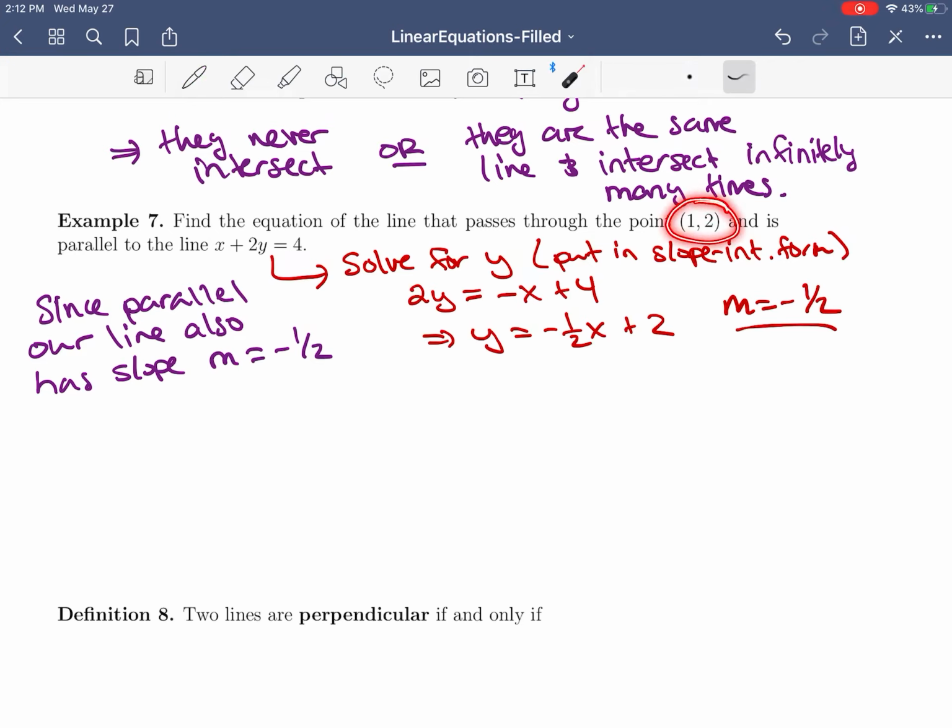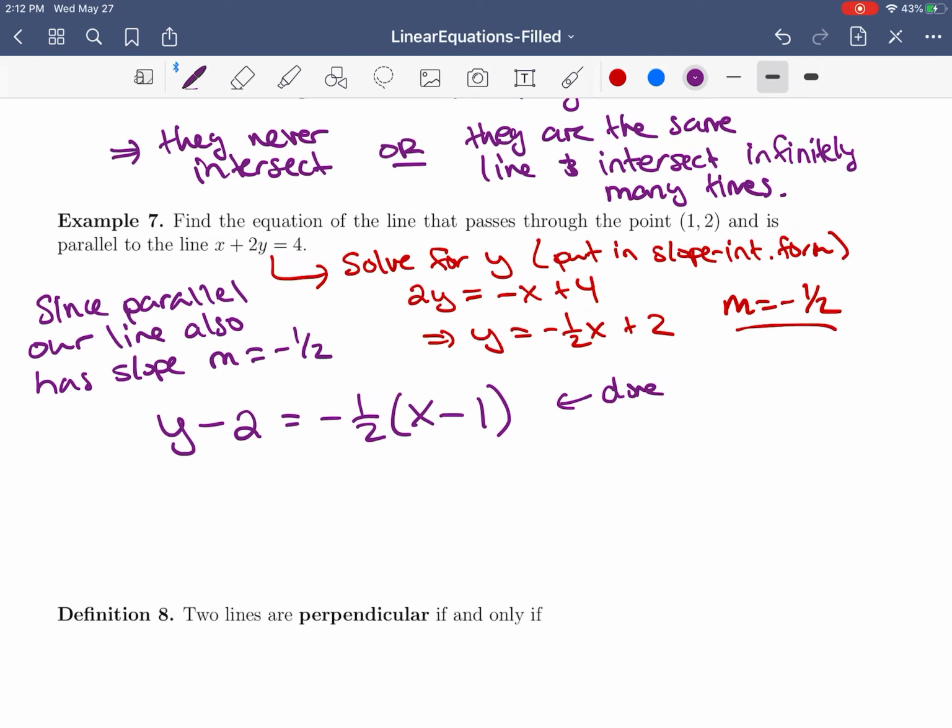And then we know it passes through the point 1, 2. So I'm going to use here this point slope form. So I know the equation should be y minus y1, which here is 2, equals negative 1/2, so the slope, times x minus x1, which is 1. So here I could be done, because it didn't say how I needed to give the line. This is an equation for the line.